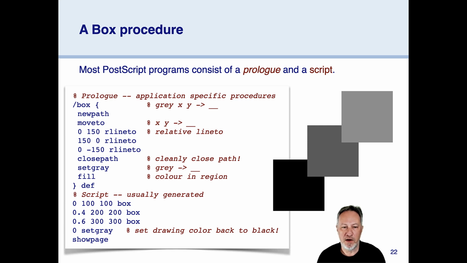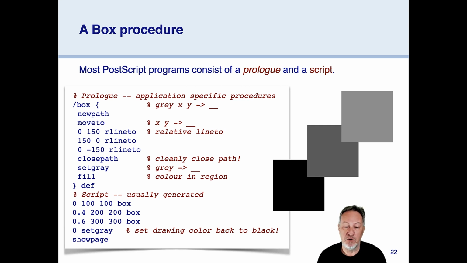So here we've defined a box procedure. So we write /box. It's a literal at this point, and we want to define what that literal stands for. As a comment, we see that box is expecting three things on the stack: a gray value and an X and a Y. And it leaves nothing on the stack. How is it implemented? Well, first we have to clear the path, so we say new path. Then we move to the position XY. Then we execute relative line twos to draw a path of a box of 150 times 150 points. We close the path cleanly.